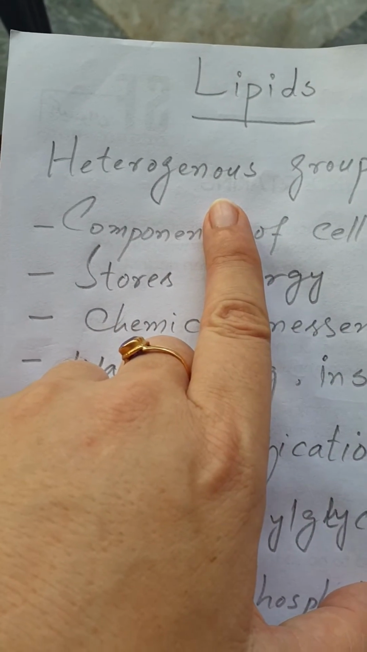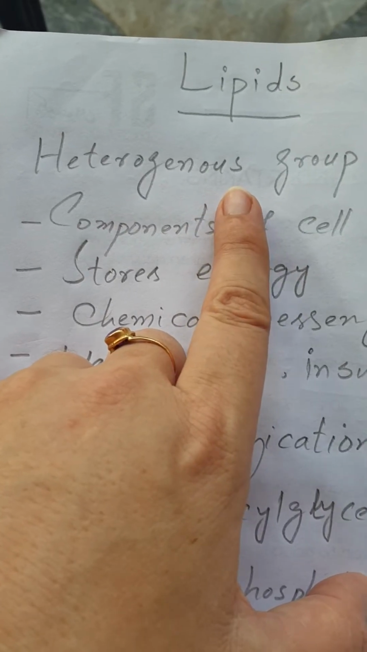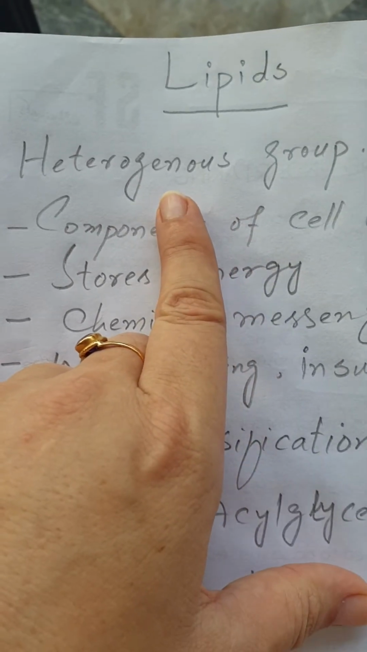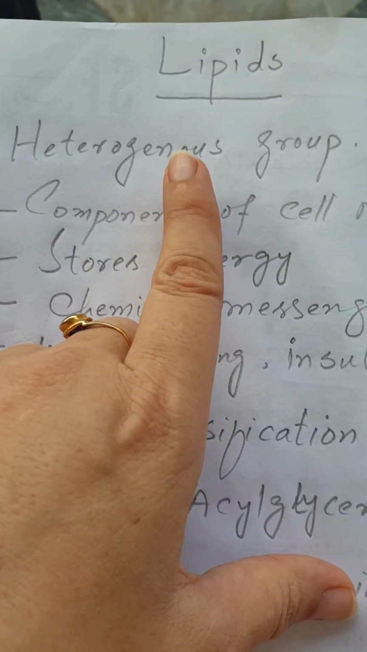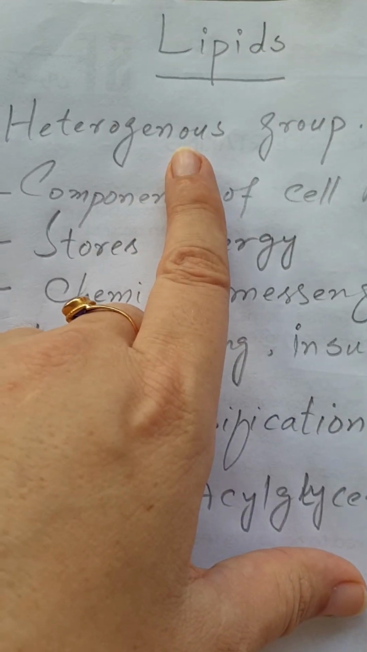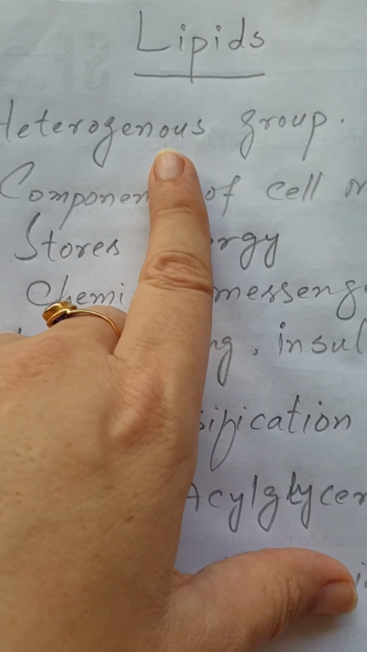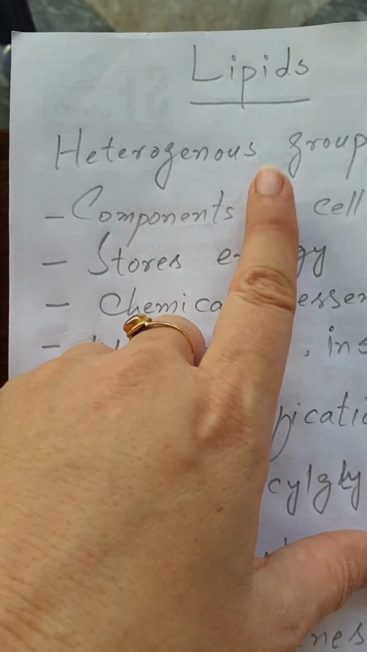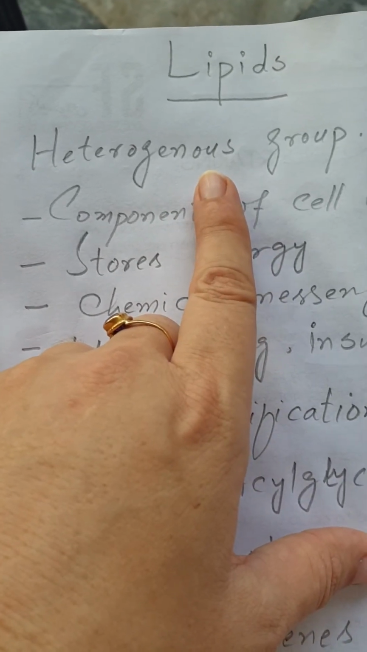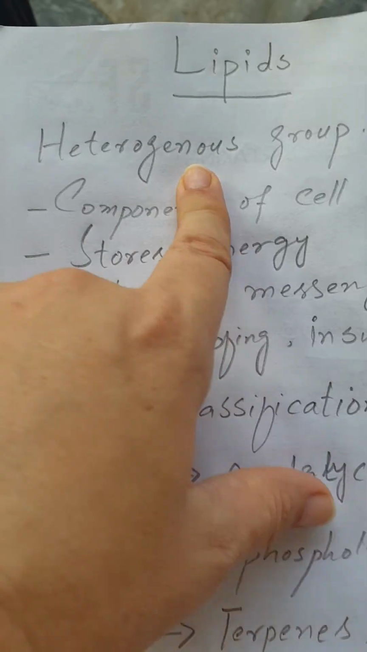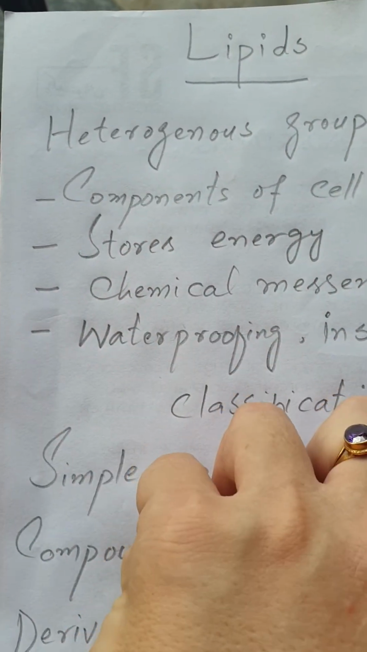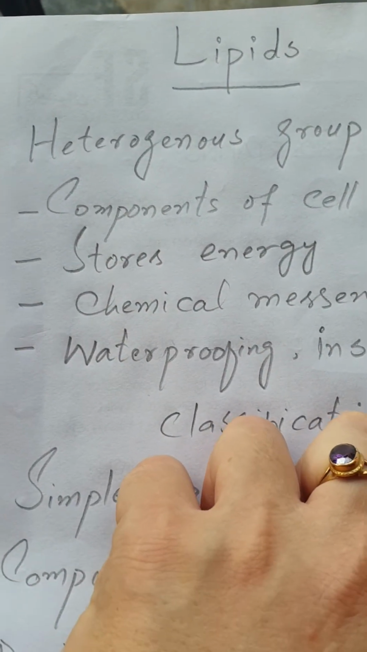But here the ratio of oxygen is less and the ratio of carbon and hydrogen is more, and that is the reason that, as compared to carbohydrates, they contain more energy than carbohydrates, and they are the main source of energy for living organisms.